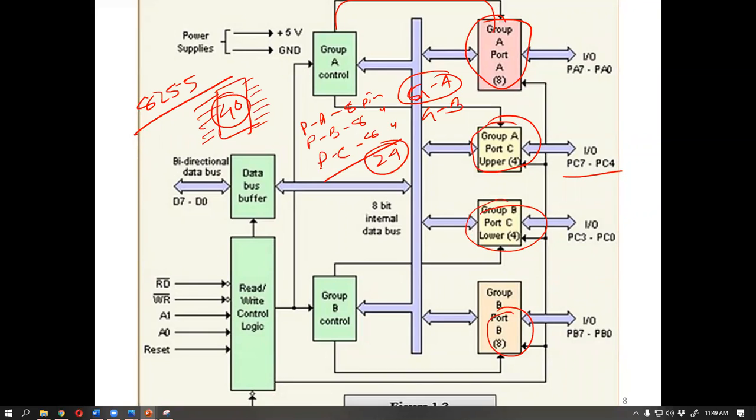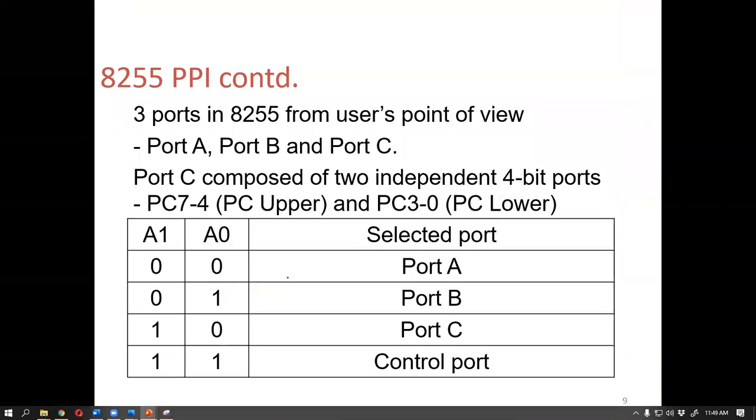So port C is divided into 4 plus 4. The upper 4, added to port A, form group A, and the lower 4 and port B's 8 pins form group B. Clear? Now, yes, now for the work.